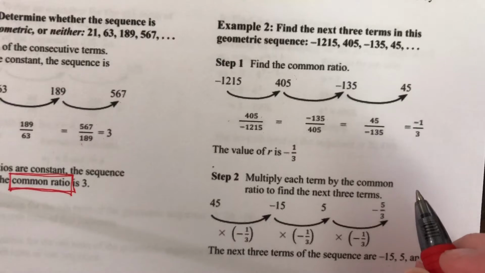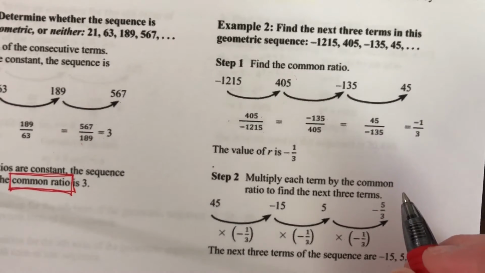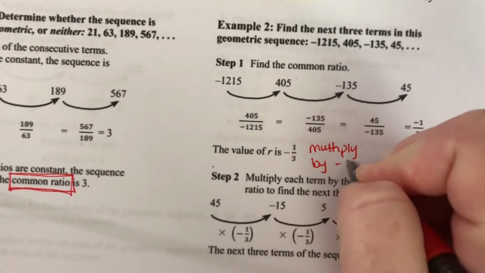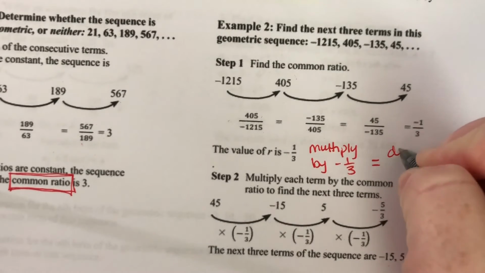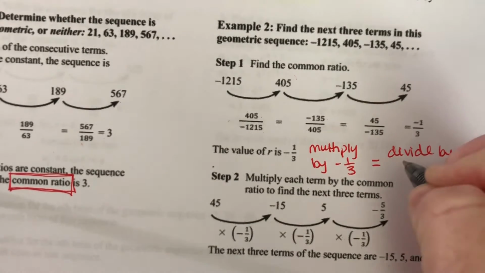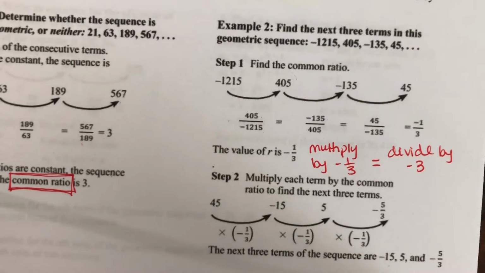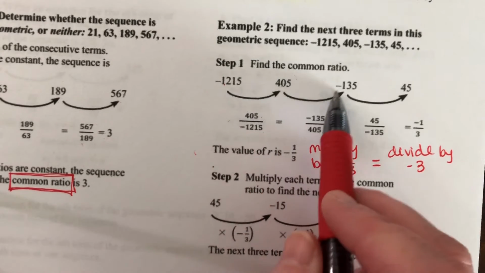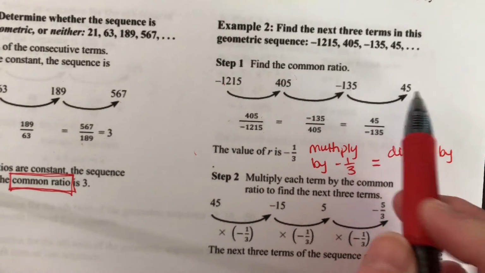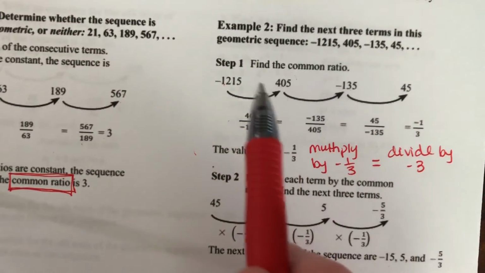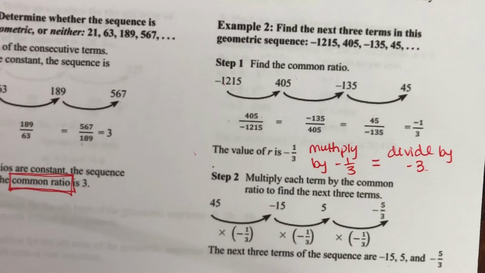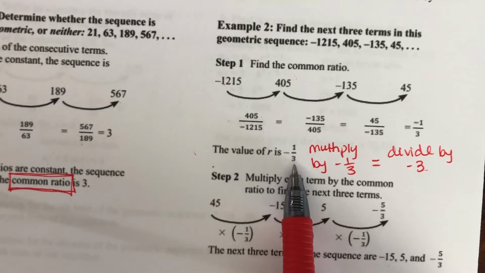That is the same thing as dividing by -3. So multiplying by -1/3 is the same thing as dividing by -3. It's the same operation, so don't get confused there. This divided by -3 is this. This divided by -3 is this. In geometric sequences, they don't want you to think of division at all. So dividing by -3 is the same thing as multiplying by 1 over -3. Our common ratio here is -1/3.